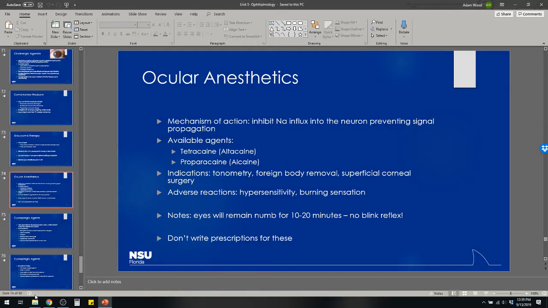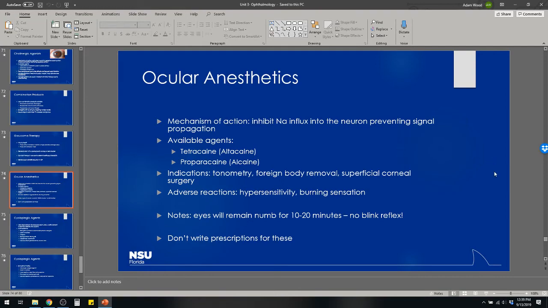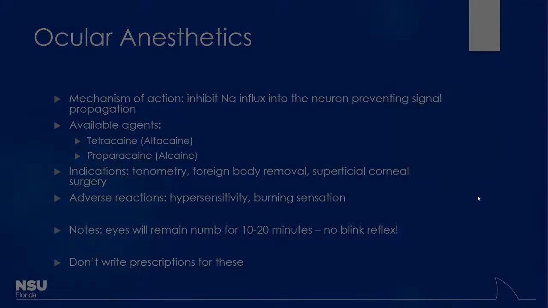Actually, hold on one second. I want to make sure this is picking up my... Okay, it is picking it up. Fantastic. I'd hate to go through all of that and then not record anything. My mic settings got off.